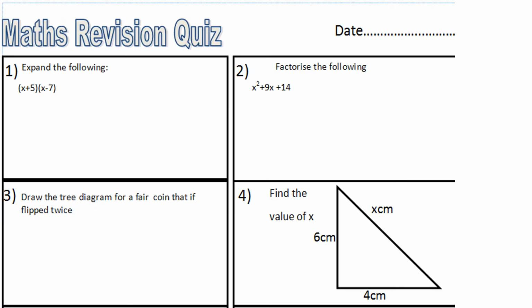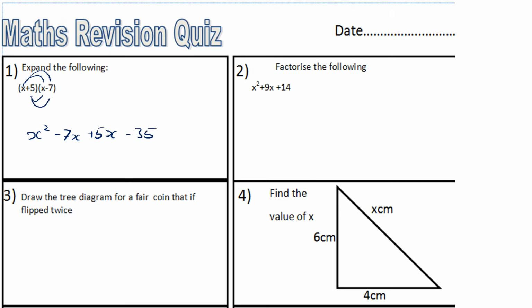Right, so the first question, expanding double brackets. So that means we need to times everything in one bracket by the other. So I use arrows to help me remember to do everything. So x times x is x squared, x times minus 7, minus 7x. Then we're going to take 5 times x, plus 5x. I'm going to do 5 times minus 7, minus 35.